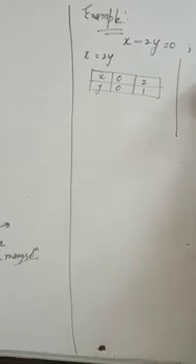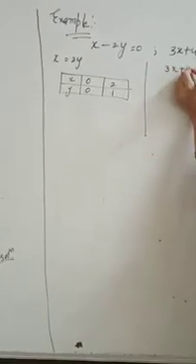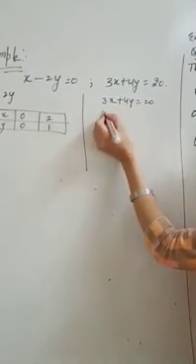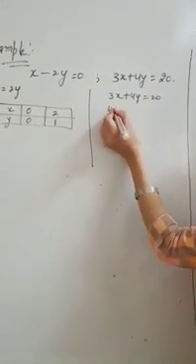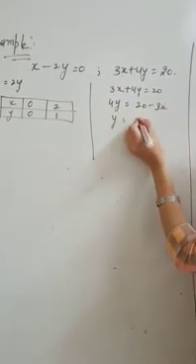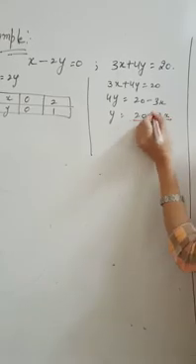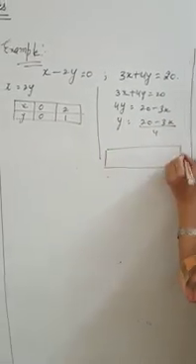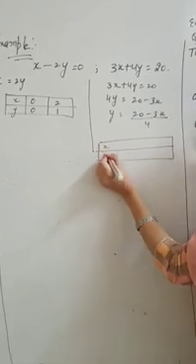Similarly for the other equation, 3x plus 4y is equal to 20, or you can say 4y is equal to 20 minus 3x, and y is equal to 20 minus 3x upon 4. Like this we can divide. So here will be the solutions.